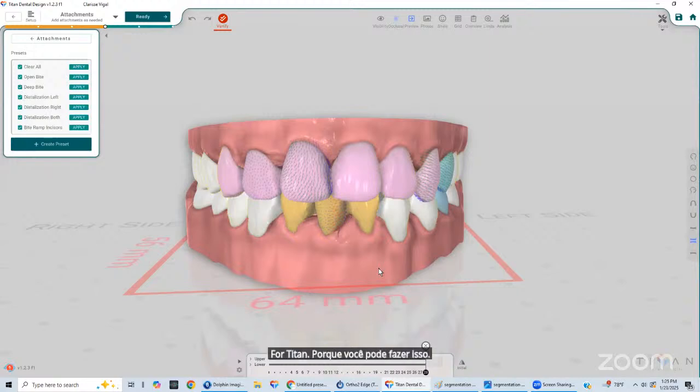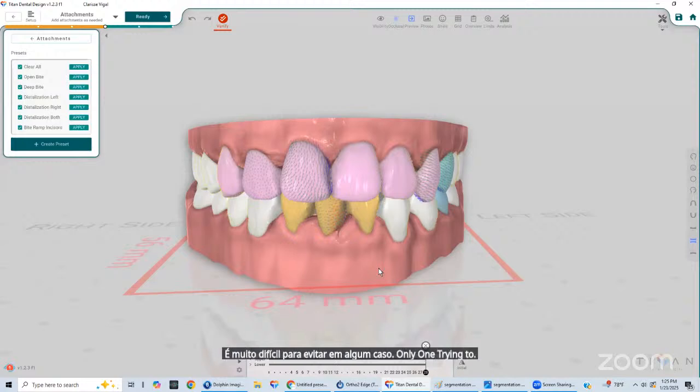Then you move into another level, eventually bringing in, for example, occlusion, TMJ, airways, and stuff like that. So there will be different levels of Titan, and we have to do certification. It's very difficult to evaluate Titan with one case only.